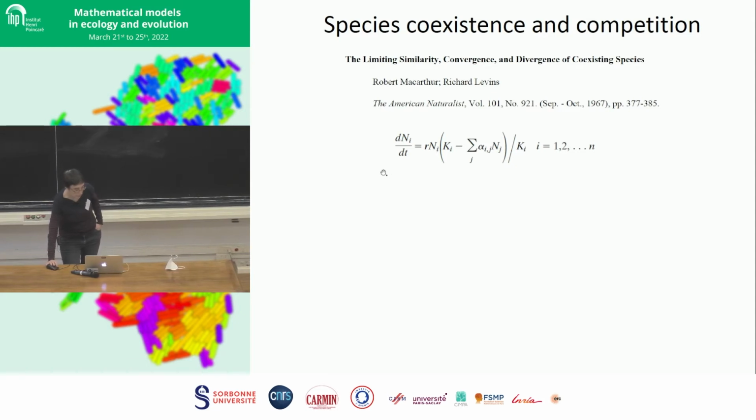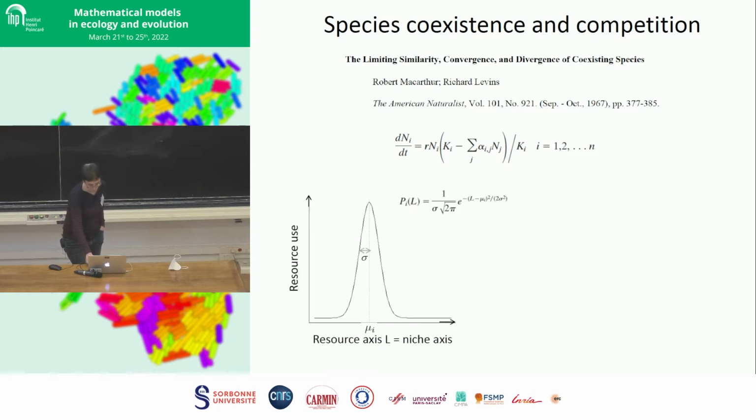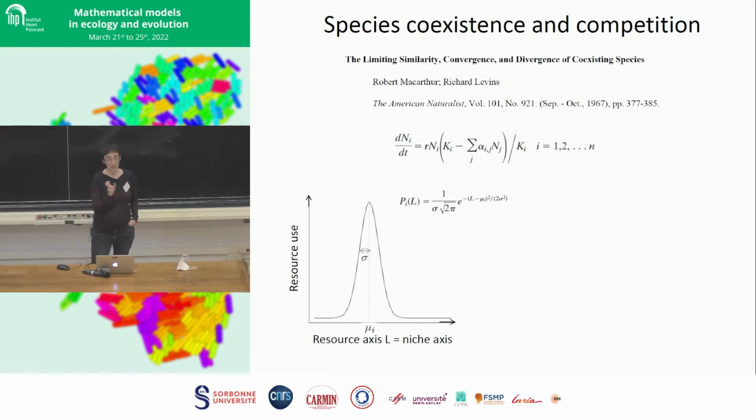So we saw this model already this morning, so it's based on ODEs, differential equations. You have one equation per species. And what I will be interested in here is alpha ij, which is a competition coefficient between species. And in this model, MacArthur and Levins were interested in understanding how dissimilar or similar species need to be to coexist. And by similarity, you're interested in the characteristics of a species, the species niche here, and it's defined in the model by its ability to consume resources.